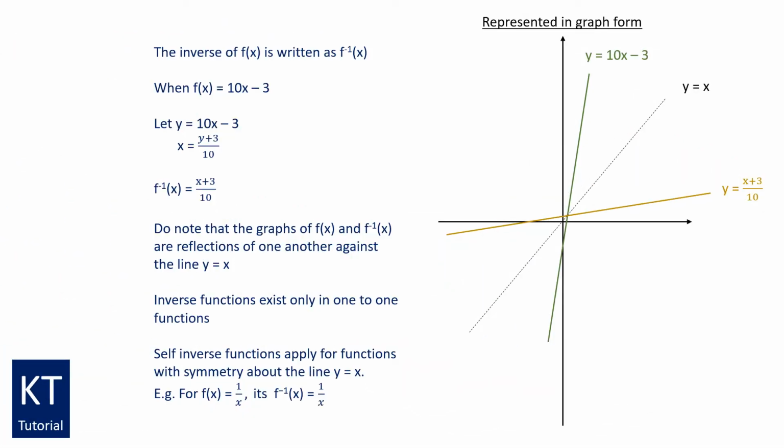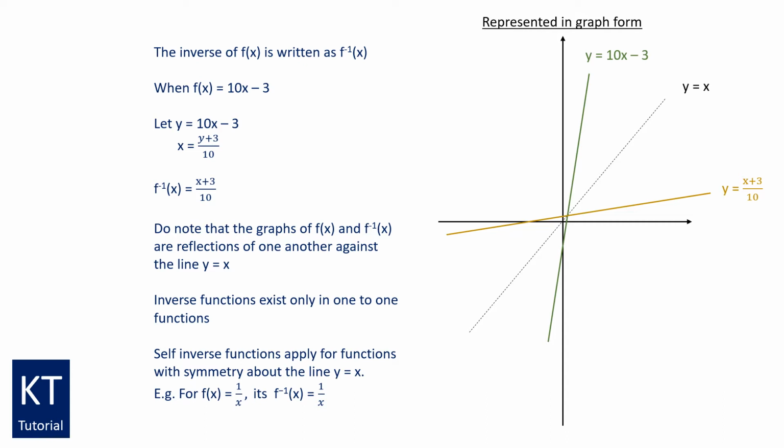The inverse of f(x) is written as f⁻¹(x). As an example, when f(x) is equal to 10x minus 3, you start by letting y equals 10x minus 3, then write x in the form of y. The inverse of f(x) is simply attained by replacing the variable y with the variable x, and in this case is equal to (x plus 3) divided by 10.